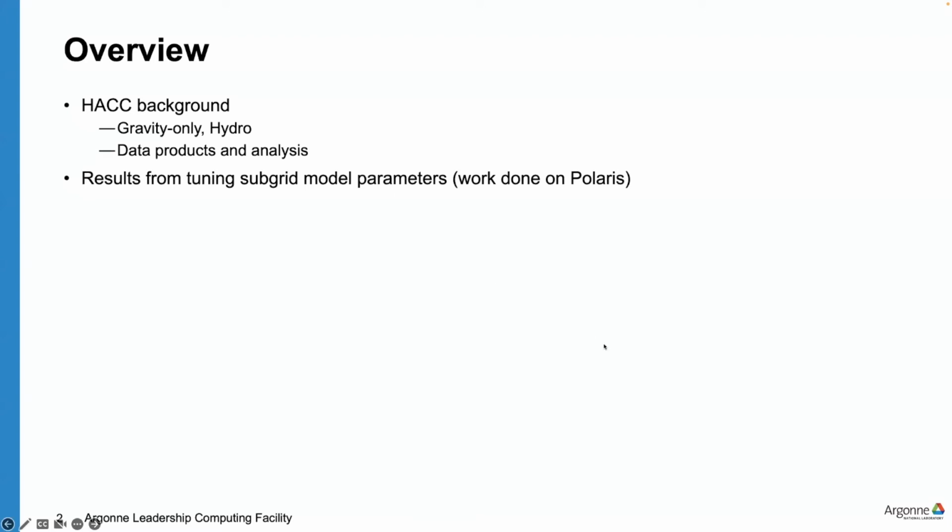So just a quick overview about HACC, some of the background, gravity only and hydrodynamics, some of the data products and analysis that come out of HACC. And then I'll talk a little bit about the work that we did on Polaris, and this is with respect to subgrid model parameters and tuning them to give good results for simulations.